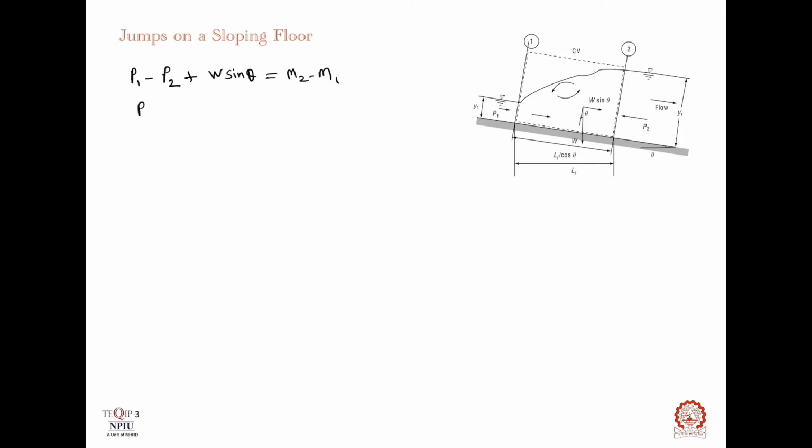What is P1? P1 is gamma A1 Y1 prime, that is gamma, where A1 is the area of flow at section 1, that is B y1, multiplied by Y1 prime, the depth of CG from the free water surface at section 1, that is nothing but Y1 divided by 2. One more thing is that here we are assuming the width of the channel as 1. Okay, the unit width of the channel we are considering here.